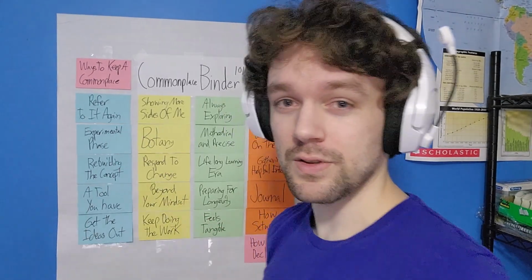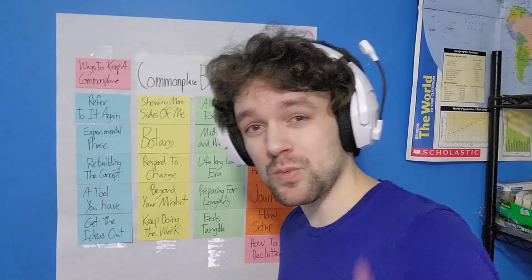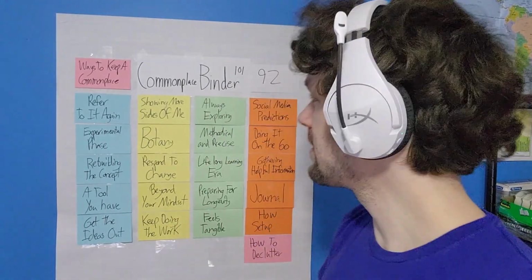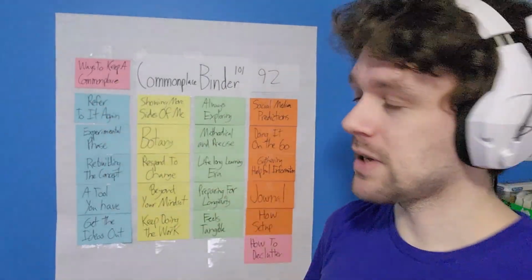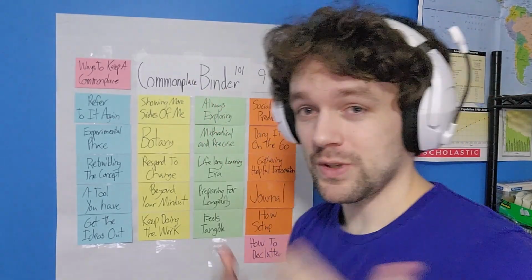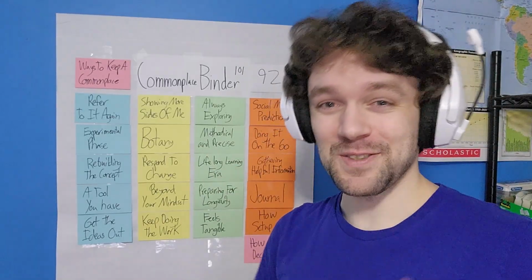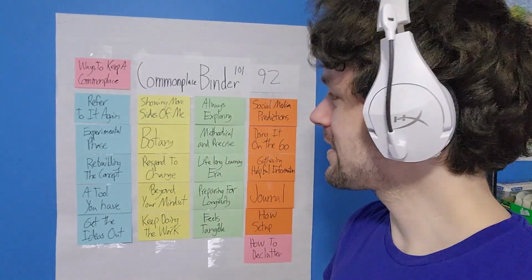Refer to it again. So this is the Commonplace book, Commonplace binder. I'm going to set this down, and the camera will stop shaking momentarily. So this is ways to keep a commonplace. We're looking at Commonplace Binder 101, which is a playlist of 100 videos, and as we are on video number 92, we're almost done with it, which is very exciting.